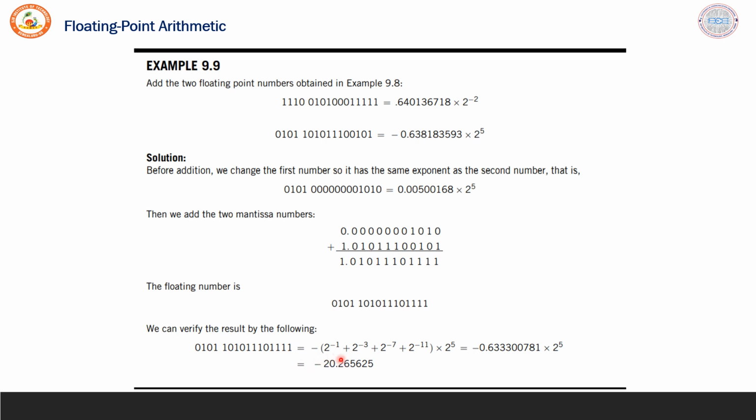Negative of. See, the sign is taken to be minus because the most significant bit in the mantissa is 1, so it should be a negative number. So we take minus, and we then multiply respective weights, and finally we multiply it by the exponent, which is 2 to the power of 5. The equivalent answer is shown here, and after adjustment the answer turns out to be minus 20.265625.